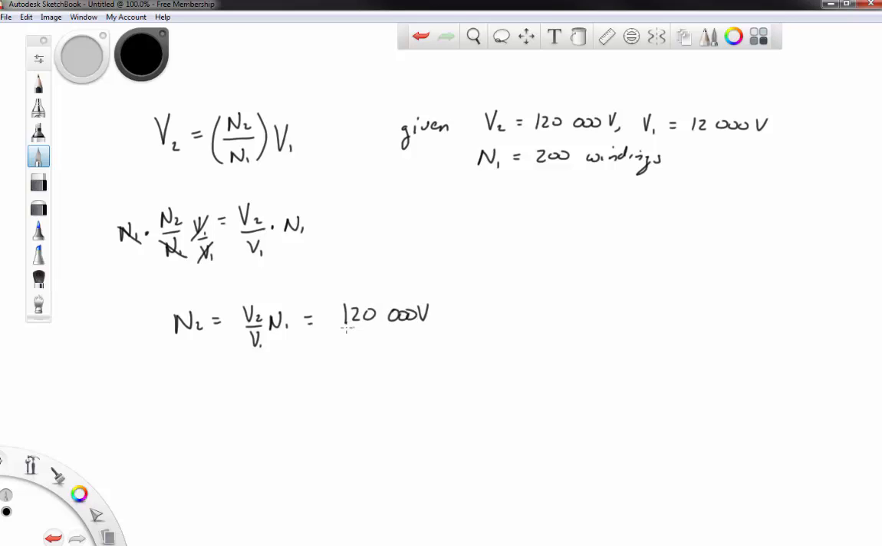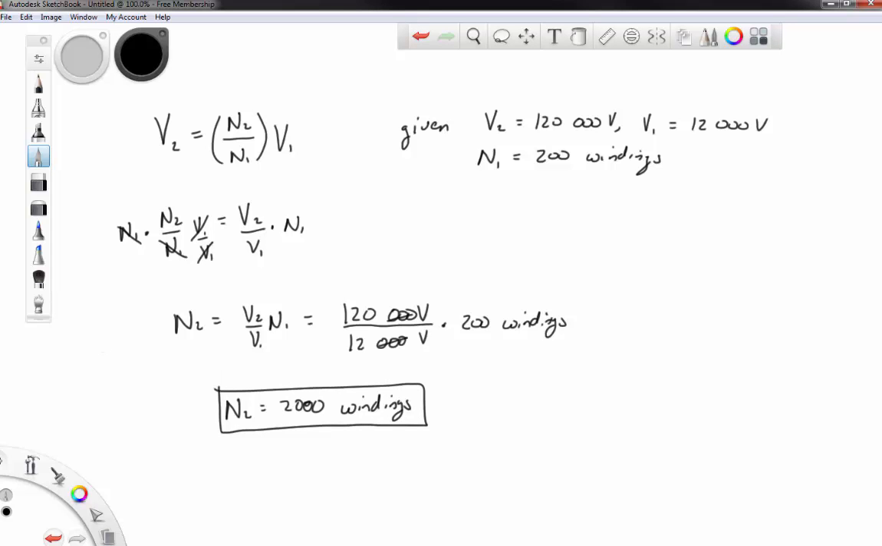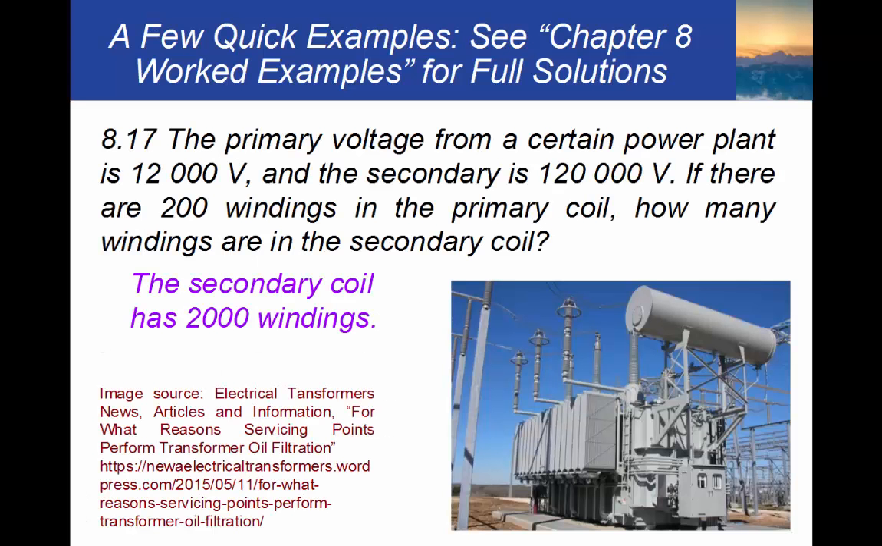So that's 120,000 volts divided by 12,000 volts times 200 windings. You may need your calculator to solve this one. There are all these zeros, and then we have 120 over 12, which should be 10. That times 200 should give us 2,000. So N2 should have 2,000 windings. That is how many windings we expect to see in that secondary coil.